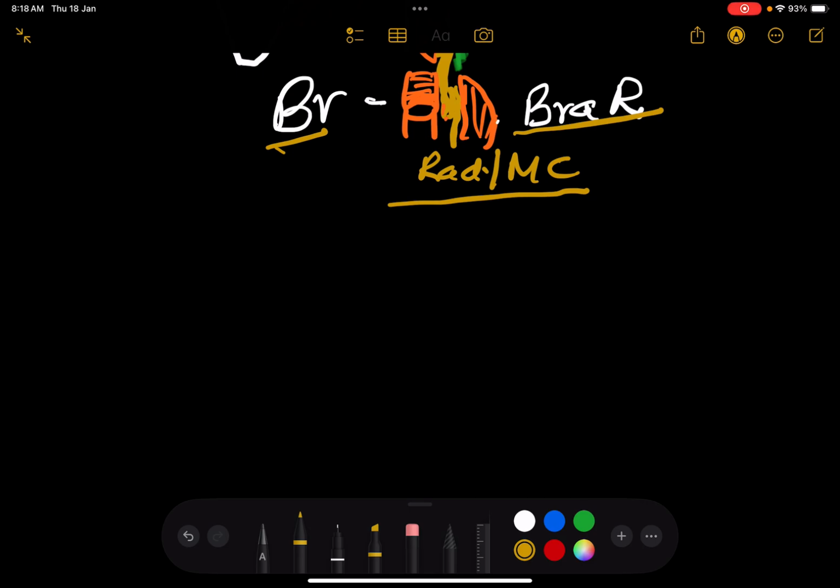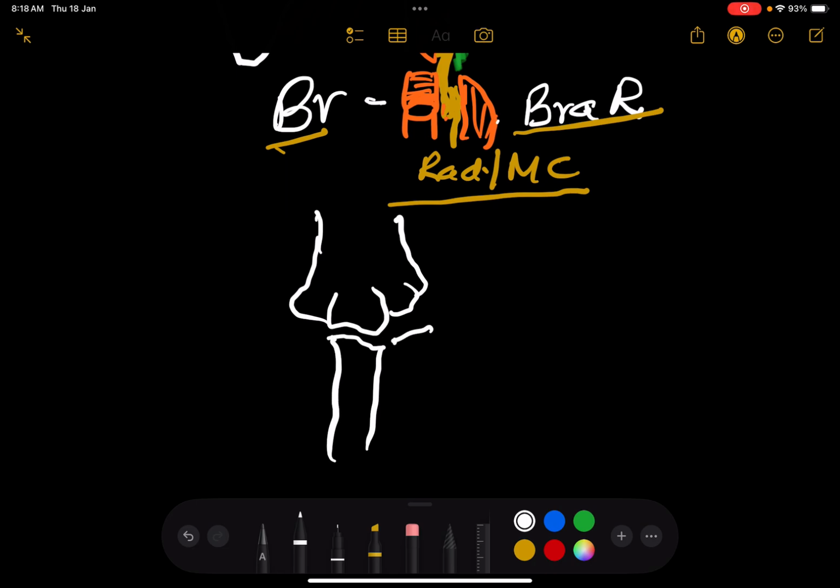The radial nerve crosses the elbow. So here is the trochlea, here is the capitulum, and here is the shaft of humerus. Here is the ulna, here is the radius, and this is the radial tuberosity. From the radial tuberosity you have the supinator crest.